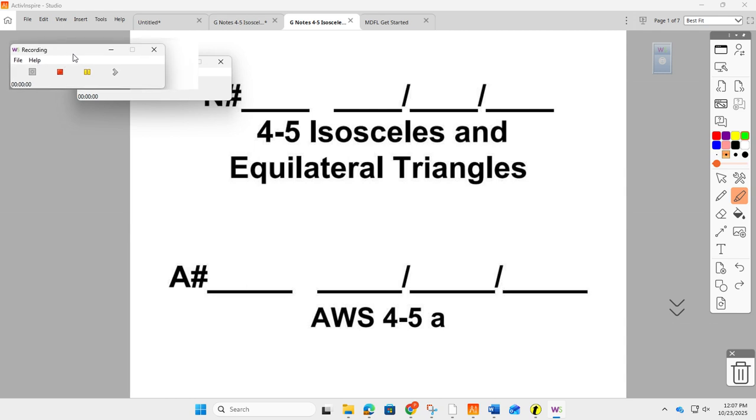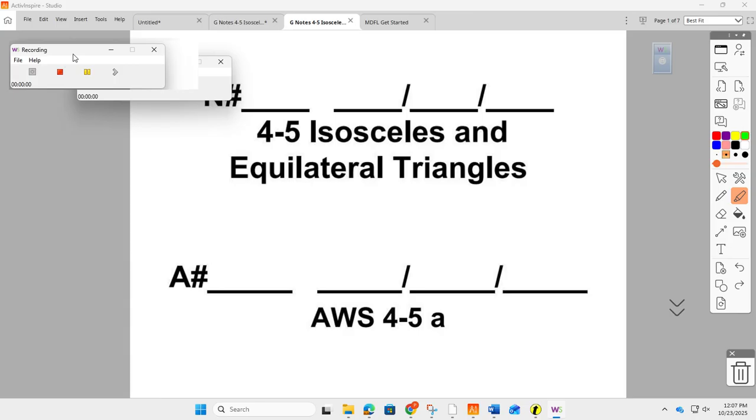Talking more about triangles today. We're going to be talking about triangles with specific characteristics, and those triangles we can label a certain way. The two that we're going to focus on are isosceles and equilateral. People pronounce them different ways, but they mean the same thing.